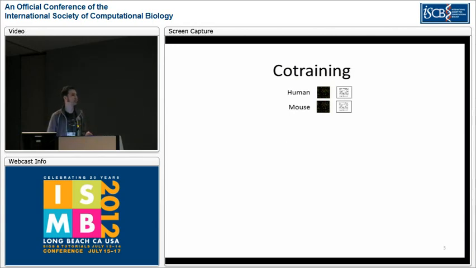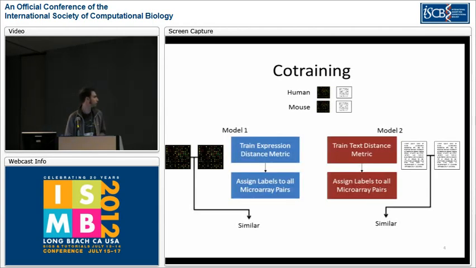Now you actually want to see how similar these arrays are. The first thing we can do is develop models to test the two individual pieces of information we have. We have a model which compares the expression data, the human raw data and the mouse raw data, and we have a second model which compares the texts, the text from the human array and the text from the mouse array. For both of these, we have a typical machine learning setup. We want to train a model with some set of training data, and then test the model on all of our remaining data. Once we do that, for each of the two models, we get a score.